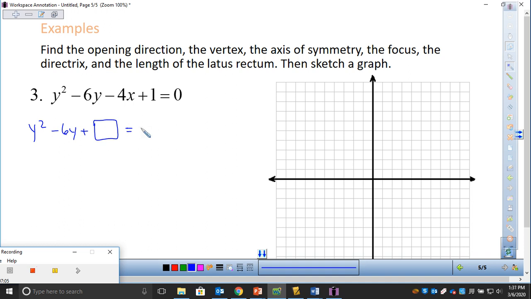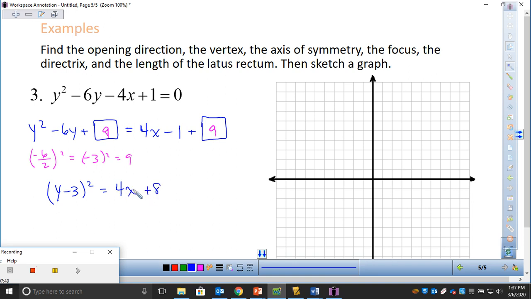I'm going to move this 4x over by adding it. 4x. I'm going to move this 1 to the right by subtracting it. Minus 1 plus a box. And just as we have always done when completing the square, we take our b term, -6, divided by 2, squared, equals -3 squared, which equals 9. 9 to the left, 9 to the right. So this now factors. I'm going to factor that as y minus 3 quantity squared. On the right, I get 4x plus positive 8. 4x plus 8.